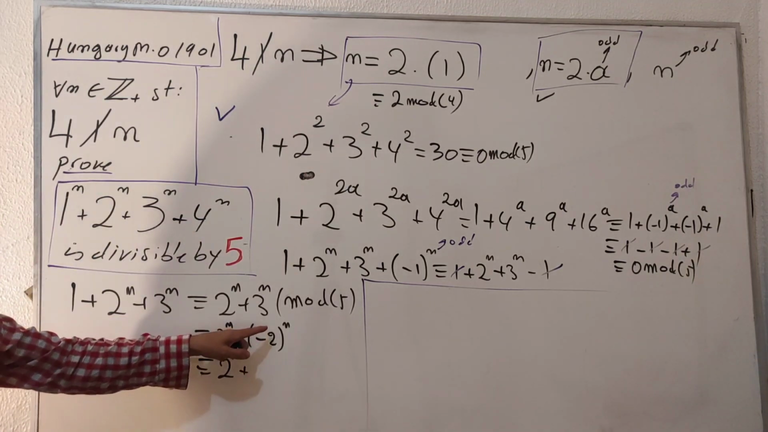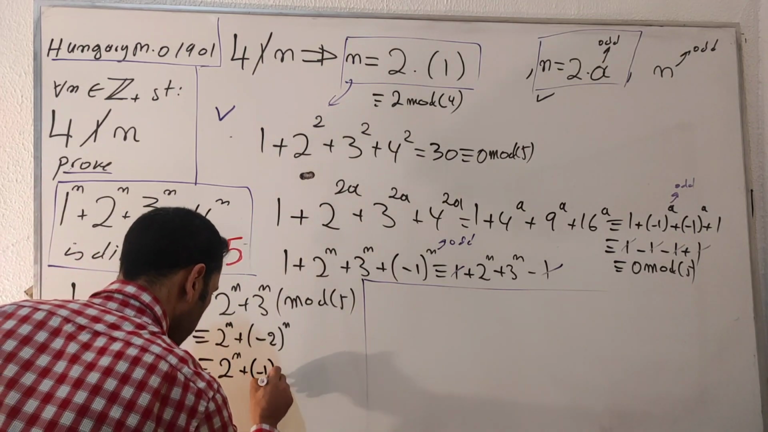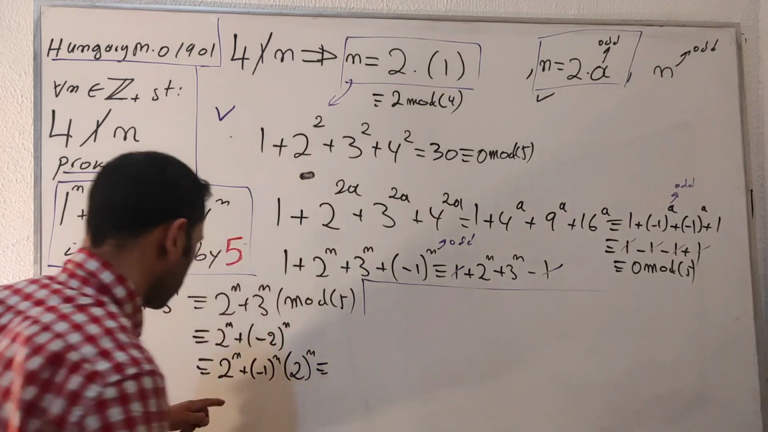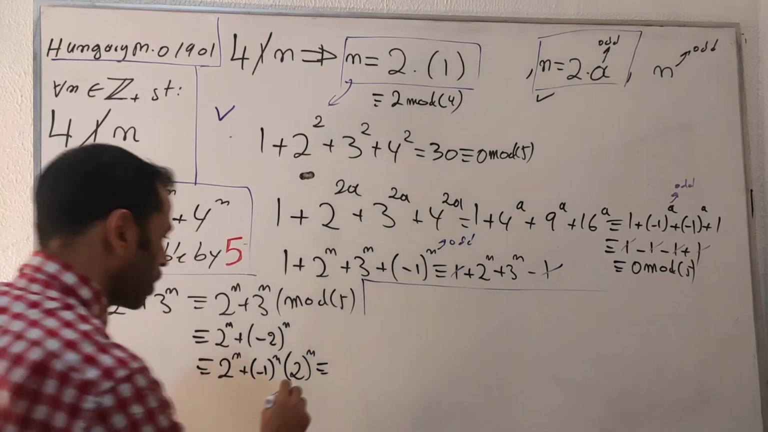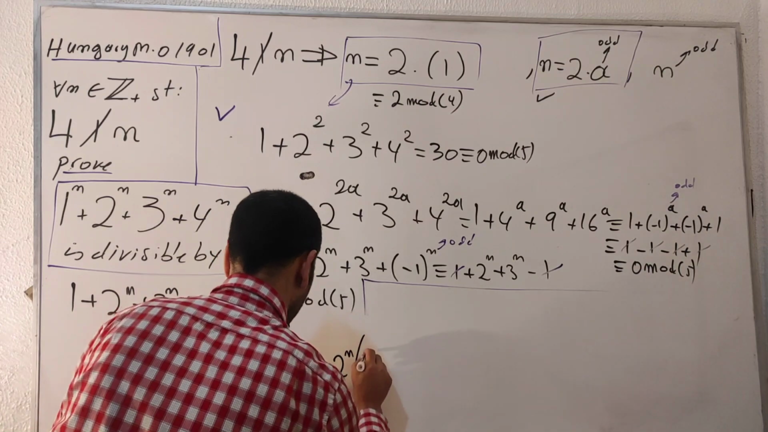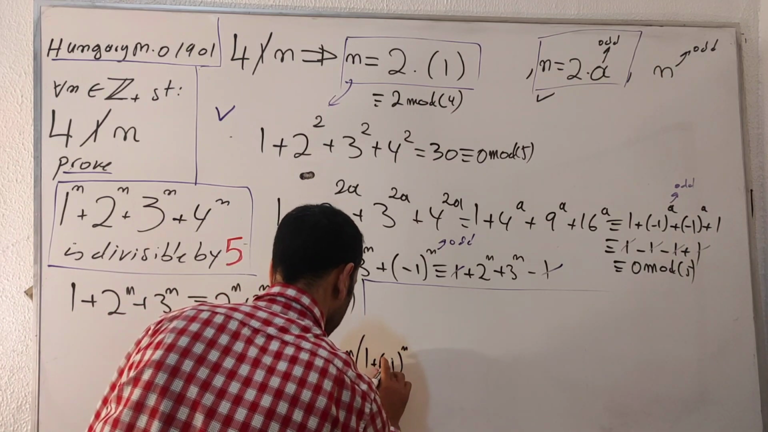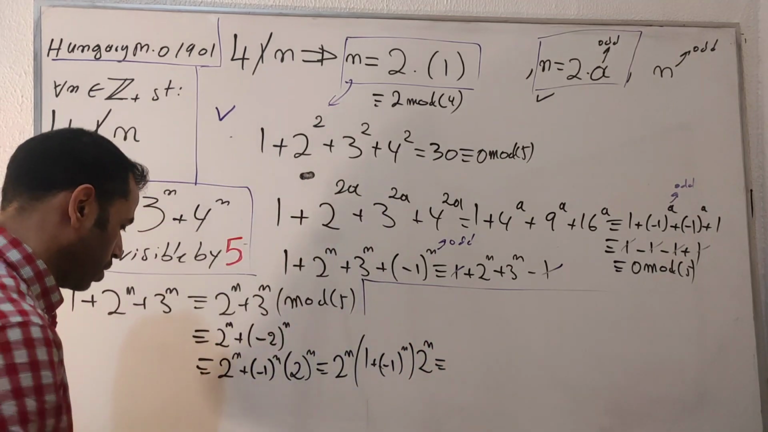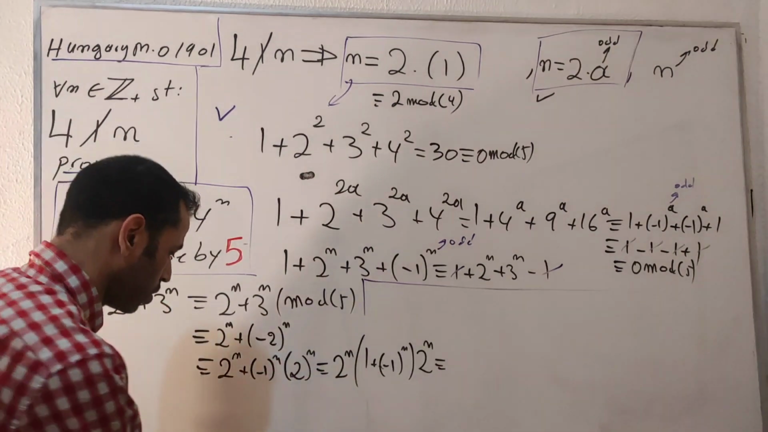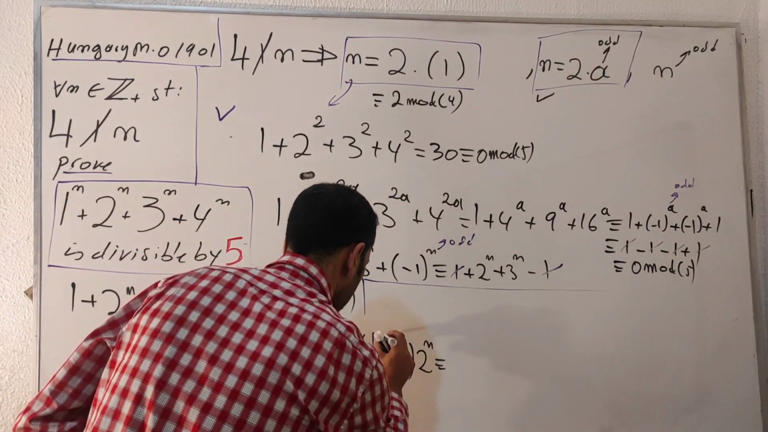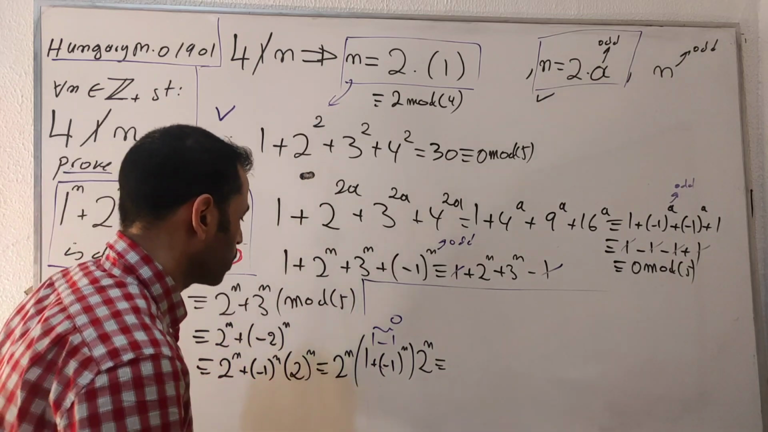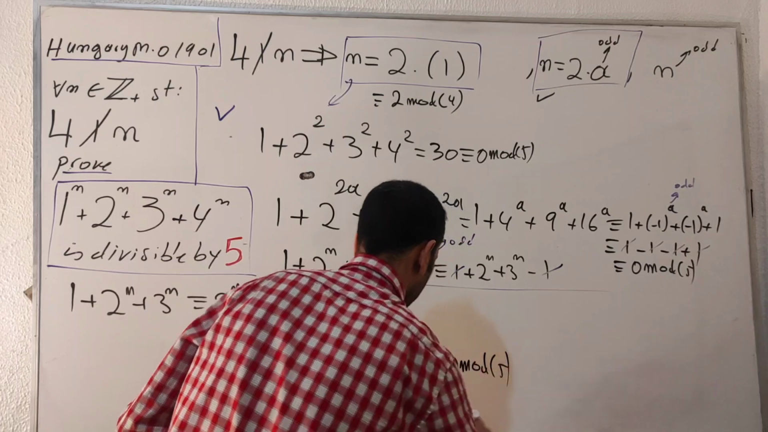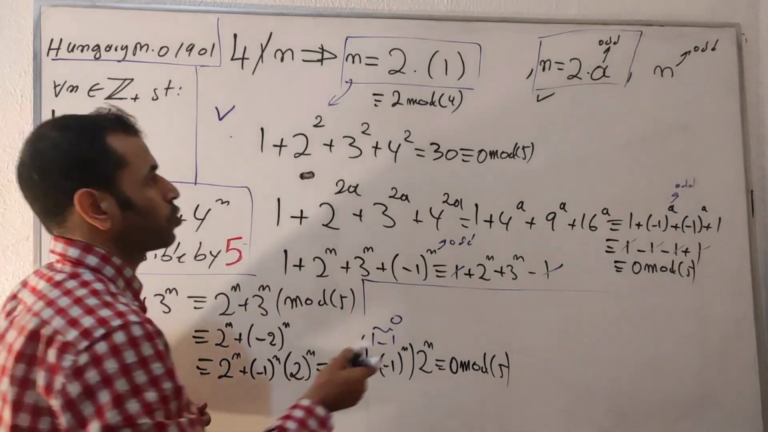I'm going to take minus 1 to the n out of this one. I get minus 1 to the n multiplied by 2 to the n. So when it's congruent, I'm going to take 2 to the n as a common factor. I get 2 to the n factor 1 minus 1 to the n multiplied by 2 to the n. We know since n is odd, this one is equal to minus 1. So we will have 1 minus 1, which is 0. 0 multiplied by 2 to the n is 0. I get this one is congruent to 0 mod 5, okay? So I have proven this one as well.